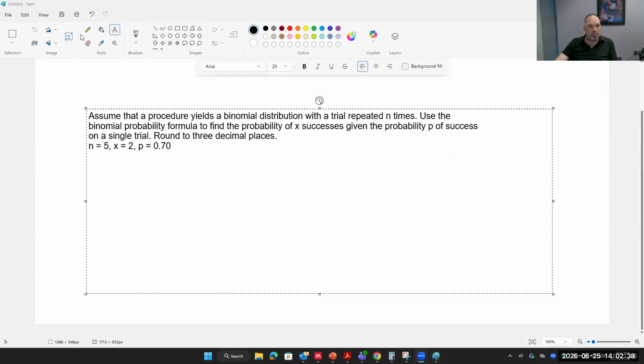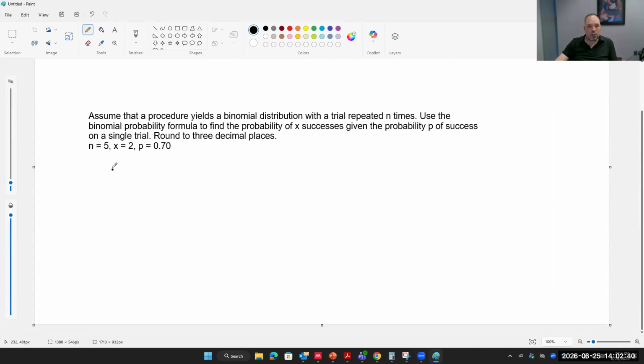This one says assume that a procedure yields a binomial distribution with a trial repeated n times. Use the binomial probability formula to find the probability of x successes given the probability p of success on a single trial. Okay, let me grab that formula.